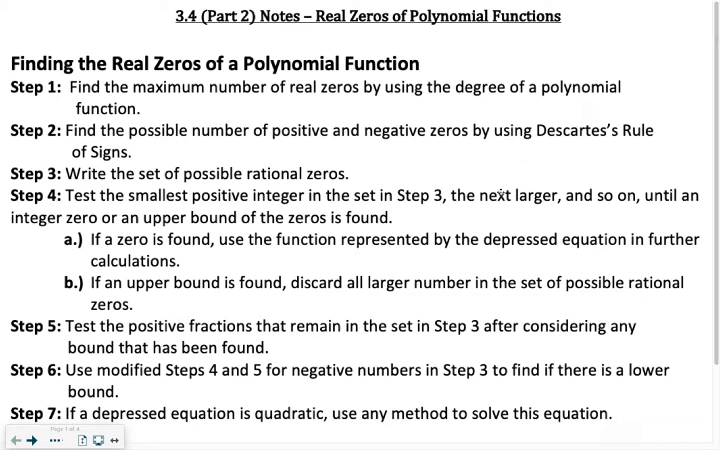Okay? And then we just keep testing until we find a 0 or an upper bound. Okay? Then, once we have exhausted the positives, then we will test negatives. Right? Looking for negative roots or lower bounds. And then once we get down to a quadratic, we have multiple ways that we can solve a quadratic, right? We could potentially factor it or use the quadratic formula. Right? So let's just go through a couple of examples using this process.